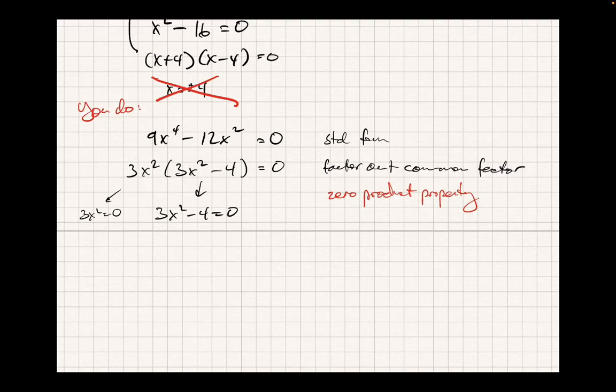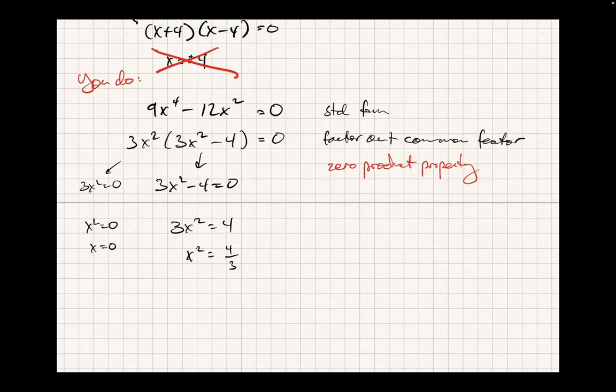So x squared equals 0, and x equals 0 here. And then on this side, plus 4. You can move 4 to the other side, so 3x squared equals 4. Then x squared equals 4 over 3, so x equals plus or minus the square root of 4 over 3. Am I done?